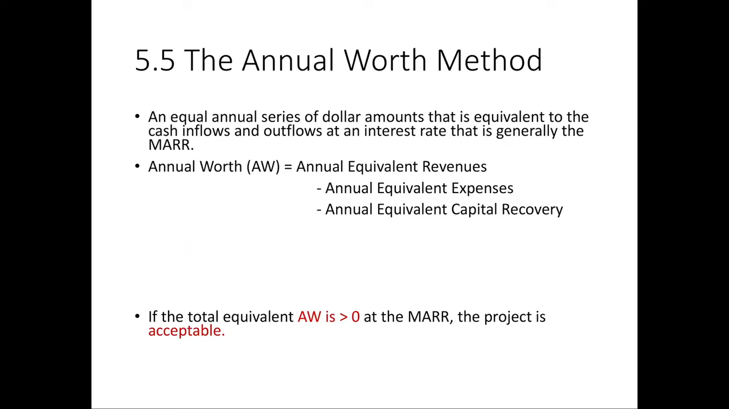We're going to learn another method called the annual worth method. So it's the same logic. Present worth method is to convert every cash flow back to the present time, and then you sum them up and compare the total present worth with zero. And future worth method, what we have just learned, is to convert all the cash flows toward the future time and then sum all of them up as a total future worth and compare that with zero.